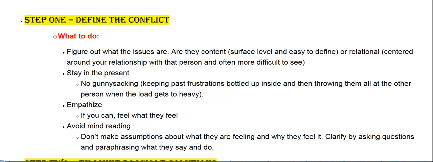Don't make assumptions about what they're feeling and why they're feeling it. Now, you can ask clarifying questions. You can say, so are you saying this? Or, okay, so you don't want me to do that? Those kinds of things are okay. Ask clarifying questions. Paraphrase what they say so that you can make sure you understand. But don't just project what you think they feel onto them.